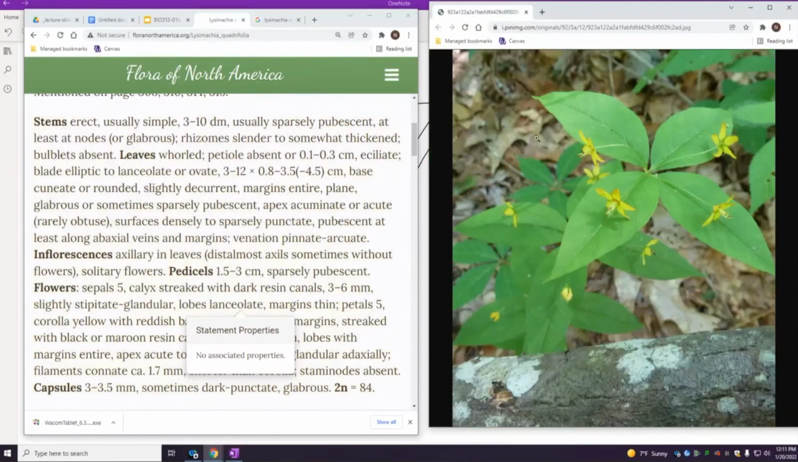So whorled: 1, 2, 3, 4. I mentioned this is rare, but it was the one that came to mind. It's kind of an interesting plant called the whorled loosestrife. It's got 1, 2, 3, 4 leaves all coming from that same location on the stem. A little hard to see, but there's another four-leaf set below it.